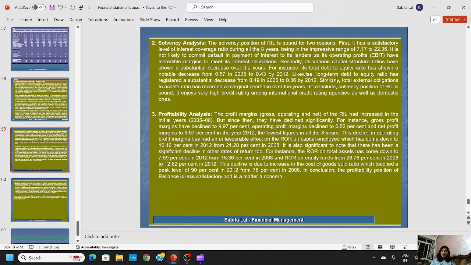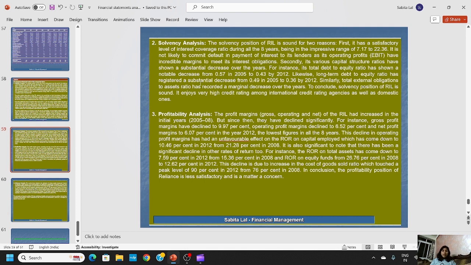Then again the profitability analysis: the profit margin, gross profit, net profit, operating profit of RIL had increased in the initial years, 2005 to 8, but they have declined significantly after 2008. So see how gross profit declined, and how it impacted the operating profit, which declined, and after that how there was an unfavorable effect on the rate of return on capital employed, and it came down in 2012 from 21.28% in 2008. So you are able to see the comparison. Lastly, you have to write the conclusion: the profitability position of Reliance is less satisfactory, and is a matter of concern.